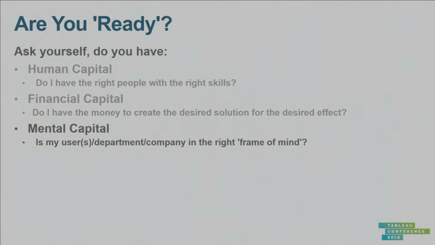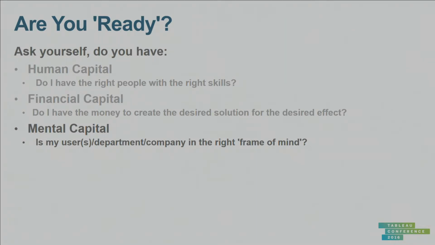And the last is the mental capital. And this is usually the hardest to measure, but I'll give you guys an idea and some more tangible tools to think about. So is my user, department, company in the right frame of mind? Right? That's a really ethereal question. If you're here in this room listening to us right now, that's a pretty good sign of some mental capital there. Right? It's people that are interested within Tableau and working to get into the right frame of mind.